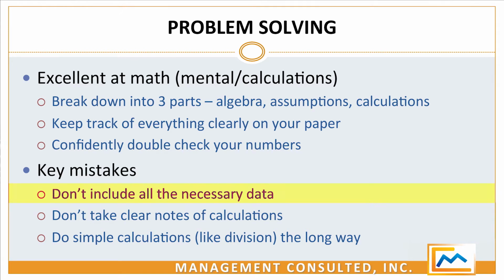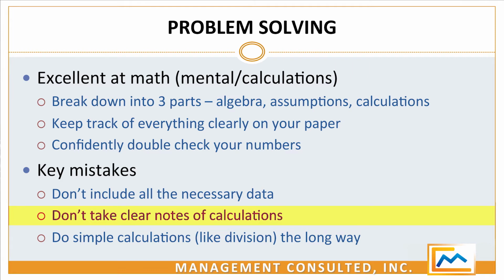The second one is that they don't take clear notes of their calculations. I've already talked before about how important it is to take clear notes. If you're not able to take clear notes, when I tell you at the end that I want you to change a number, you're not going to be able to do it. When I tell you that you made a mistake, you're not going to be able to identify it. And you're just generally not going to build confidence in me as your boss and manager.